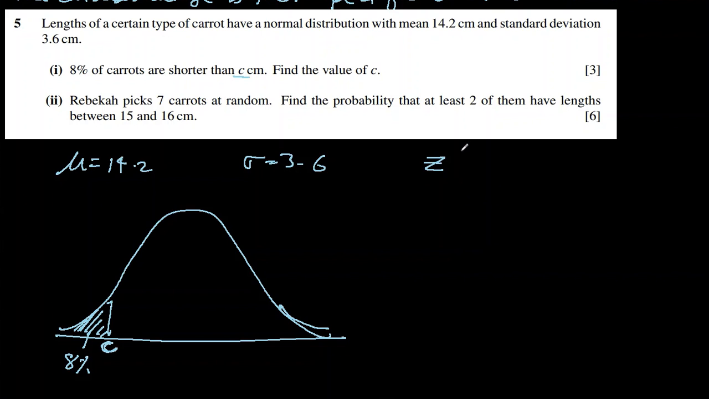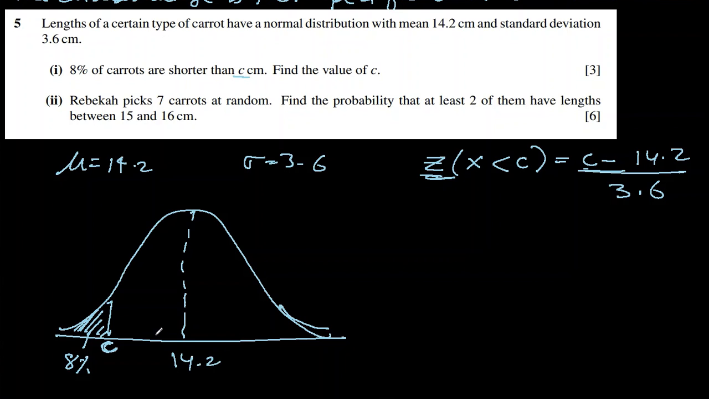We know that the Z score, for X less than C, will be C minus mean, which is 14.2, divided by sigma, which is 3.6. Problem is we don't know the Z score, and C we have to find out. So how can we find the Z score? We know this is the mean, 14.2. This C is definitely lower than 14.2. That means it will have a negative Z score, and we can't get a negative Z score from our table. So what do we do? We reflect it on the other side and get the positive Z score of a data which is at the same distance from the mean as C is, on the right side, this one.